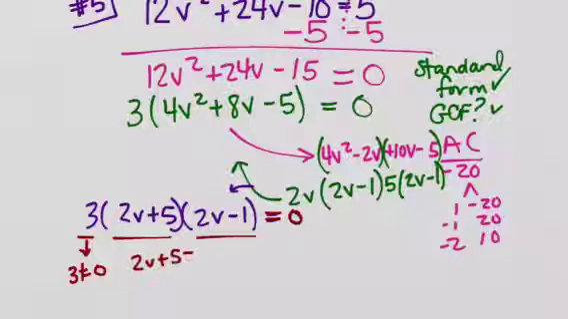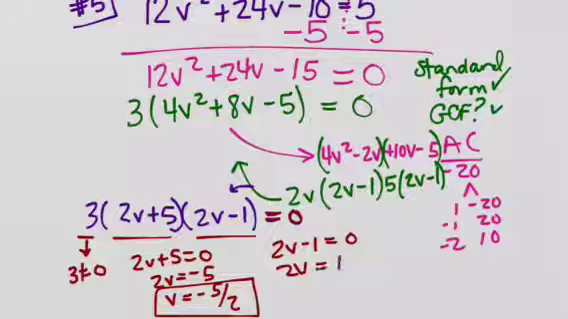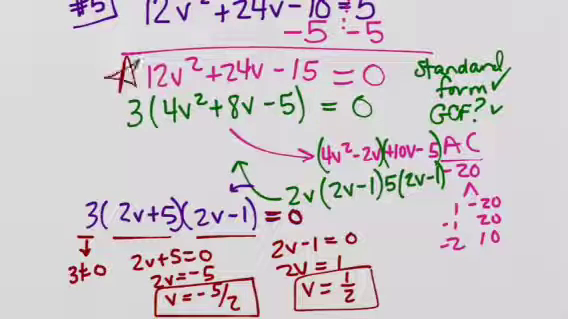2v plus 5 equals 0. Subtract 5 from both sides. Divide both sides by 2, I get v equals negative 5 halves. Which is good, because that's the right answer. Then I get 2v minus 1 equals 0. I add 1 to both sides and divide both sides by 2. v equals 1/2.